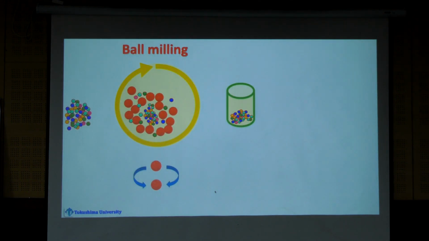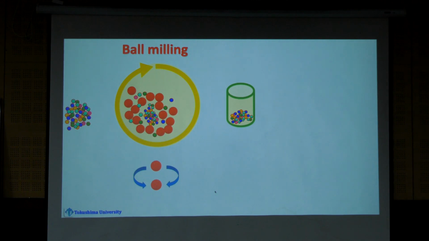So the first method is ball milling. Ball, a certain kind of ball. Milling, like mixing something in a certain spherical shape. That is ball milling movement.